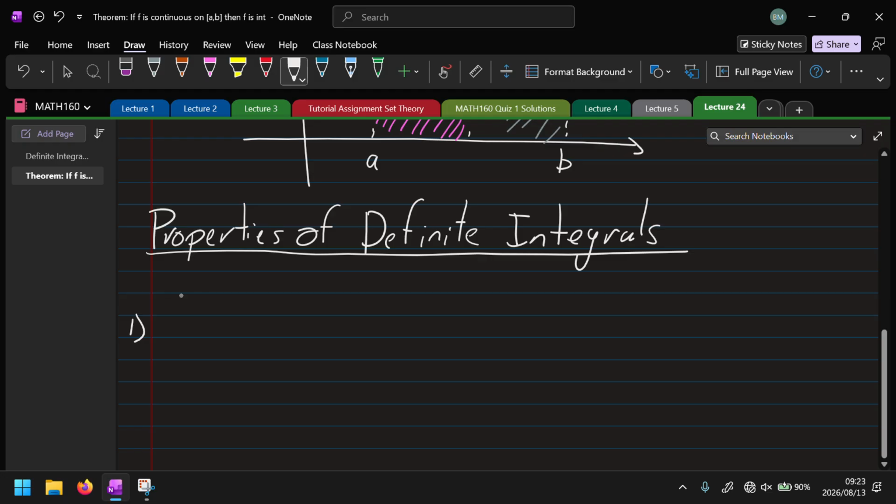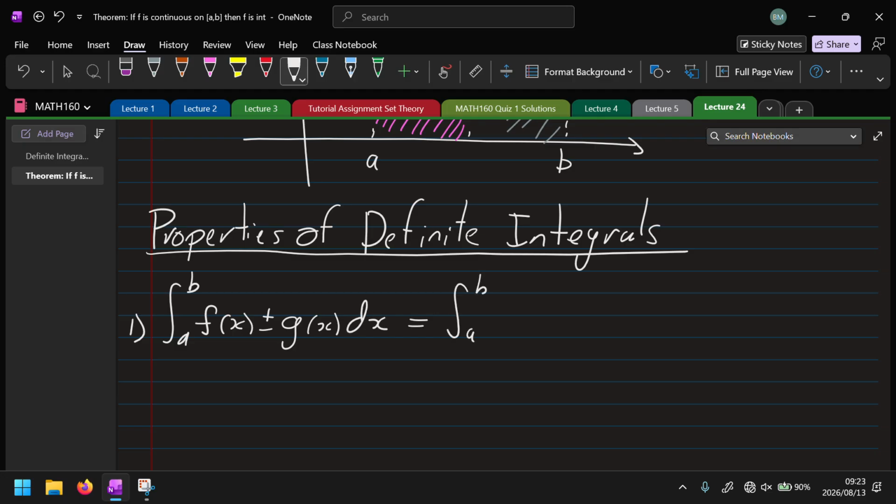Okay, property number 1. The integral from a to b of f of x plus or minus g of x dx is equal to the integral from a to b of f of x dx plus or minus the integral from a to b of g of x dx. Again, this is just a symbol for the area under the curve, but inside we have the integrand. I'm going to be using the terminology now. The integrand is f plus or minus g, this function here.